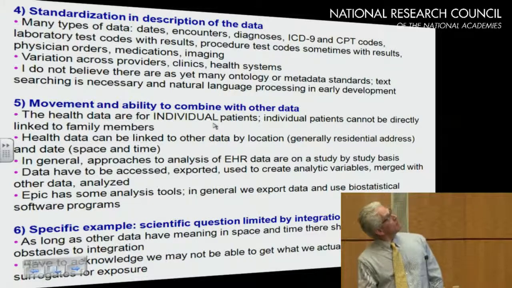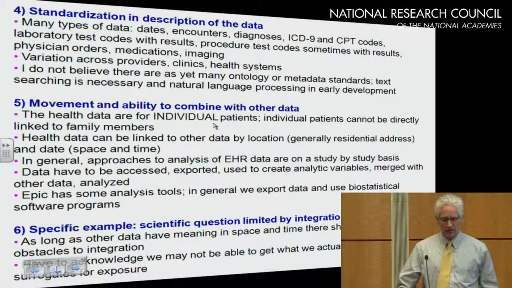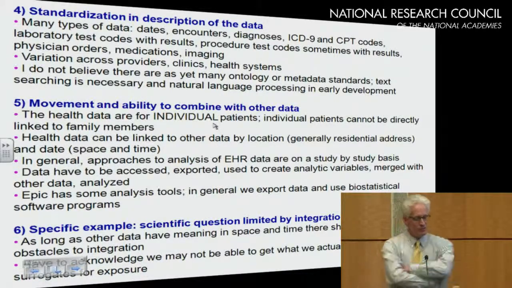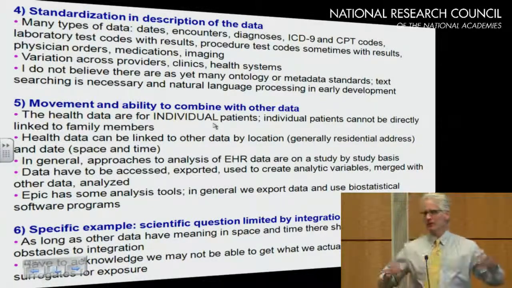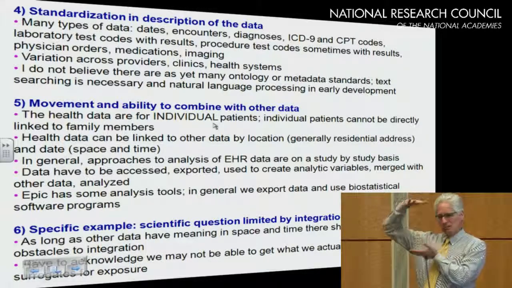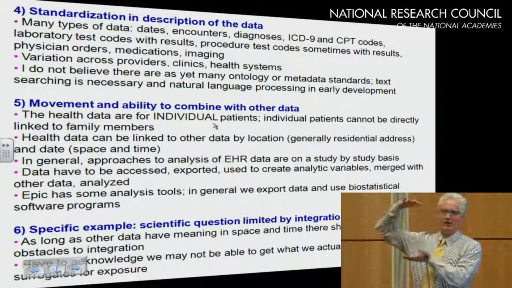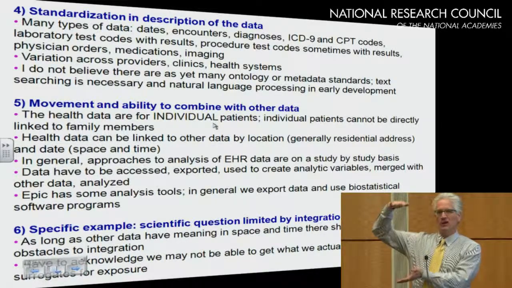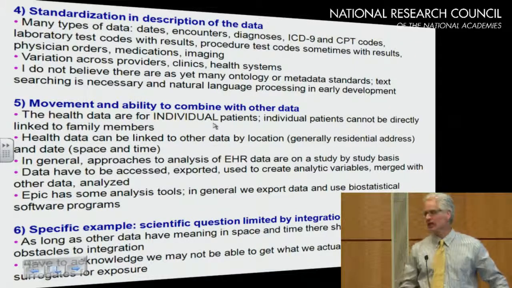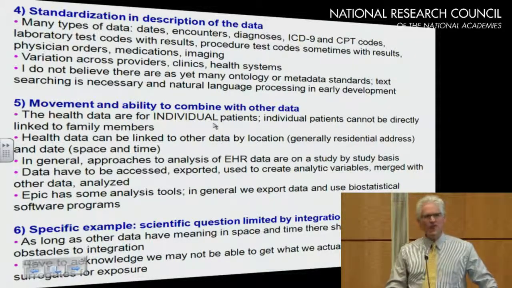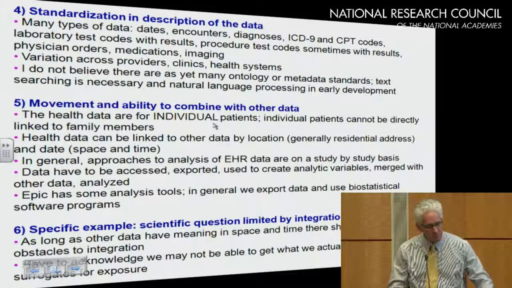There's not yet many ontology or metadata standards. Text searching is necessary, and there's a lot of interest in the HMO Research Network for natural language processing. Because those of you who are physicians know that there's a big part of the medical record called the history of present illness. And the history of present illness is a couple of paragraphs of text. And there's a lot of very important context in there, and lots of people are trying to use natural language processing to figure out what that piece of the medical record means.